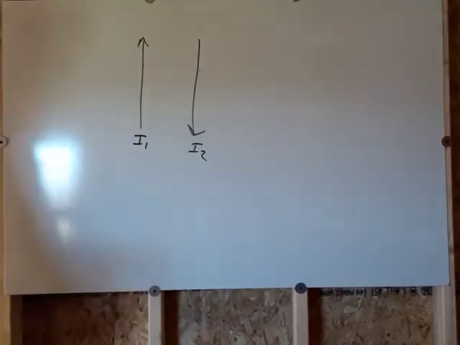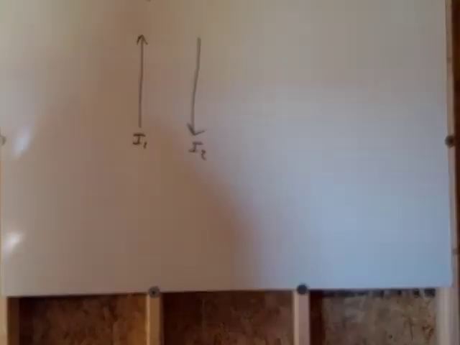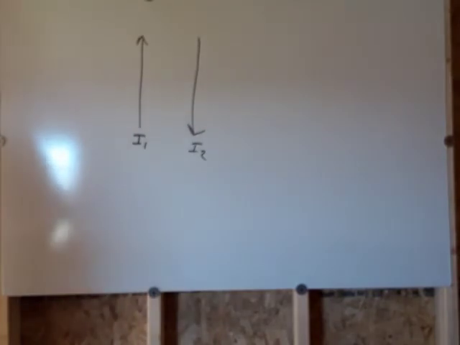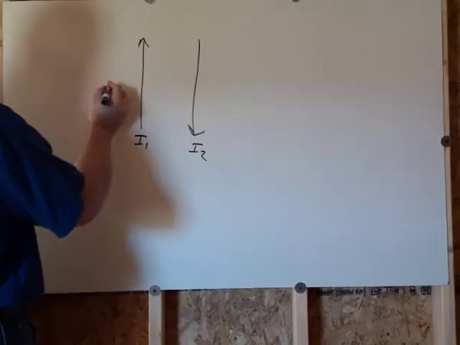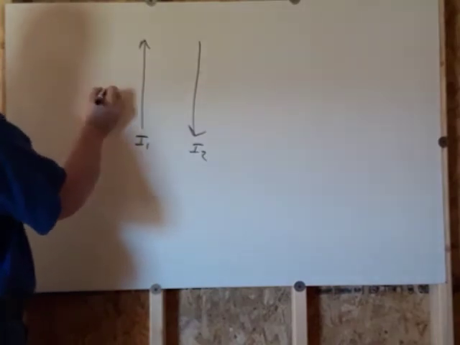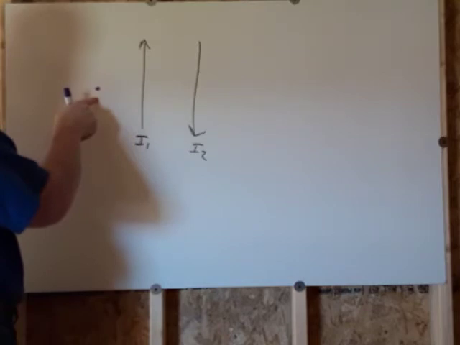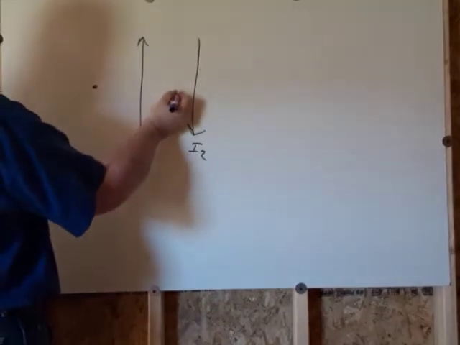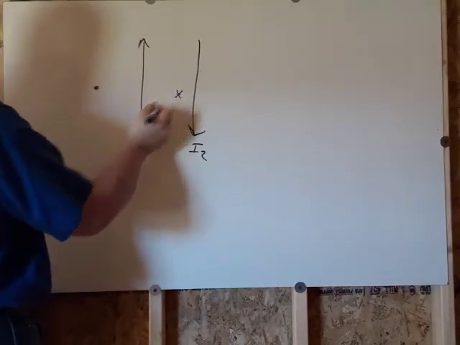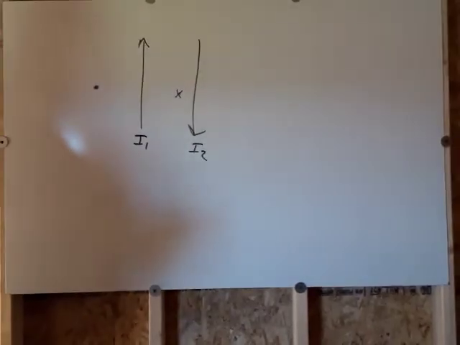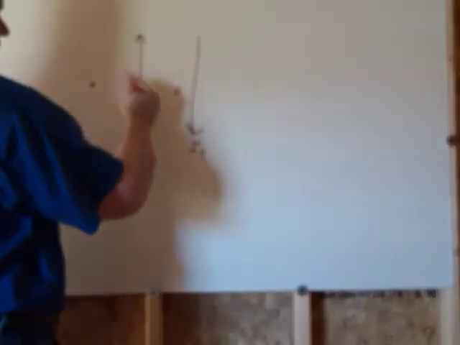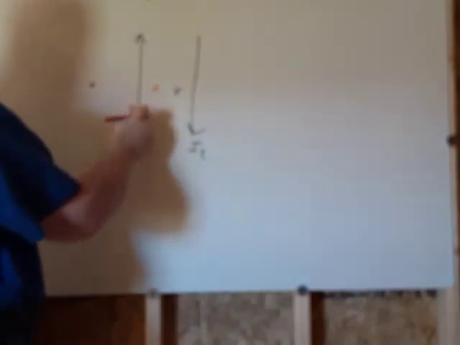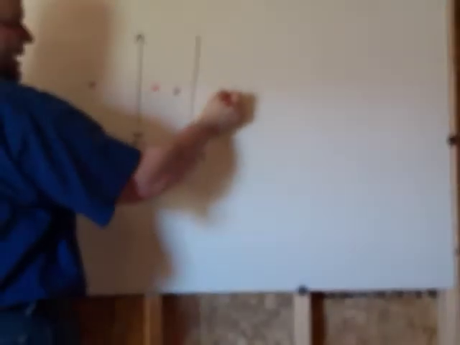Let's say those are our two currents. One's up, one's down, so each one's going to have a field. For this one, we use the right-hand rule: on the left side it's out of the board, and on the right side it's into the board. But for I2, we get the other outcome. We do our right-hand rule, and it says over here the field is into the board, and over here it's out of the board.